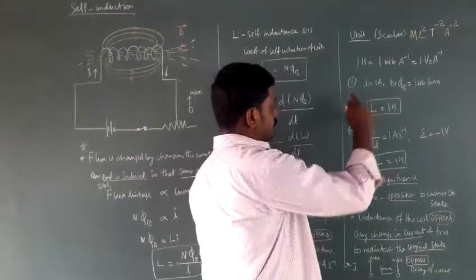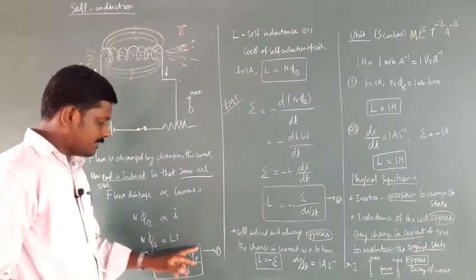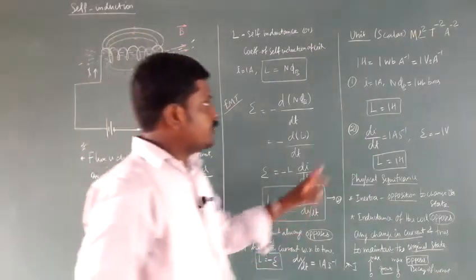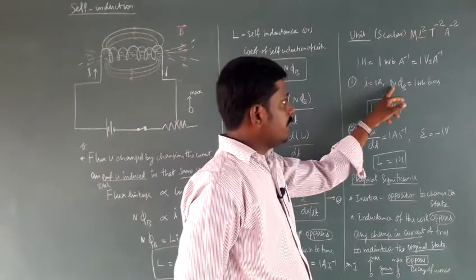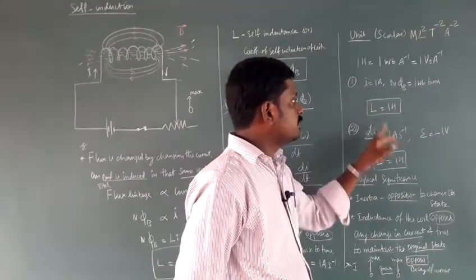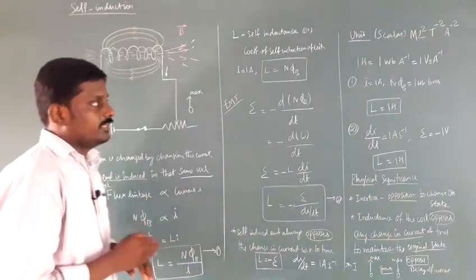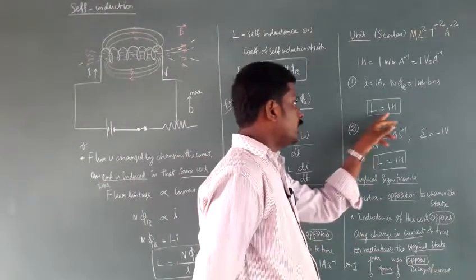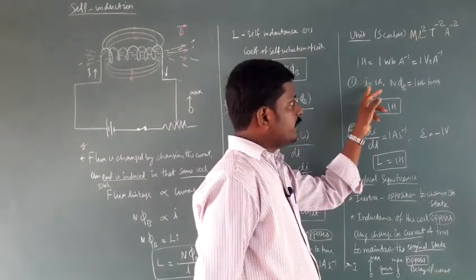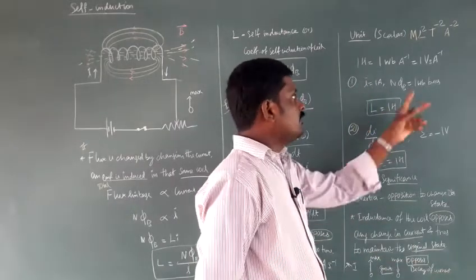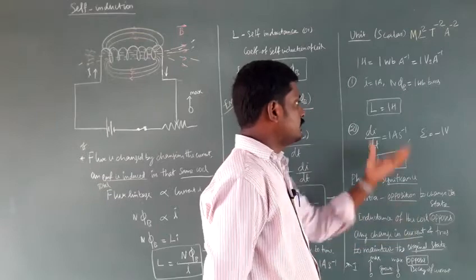From equation 1, L equals N phi by I. If 1 ampere current flows, N phi is equal to 1 Weber turn, and L is equal to 1 Henry. So they define it in terms of Henry: 1 Henry is when 1 ampere current flows through the coil and there is 1 Weber turn of flux linkage.